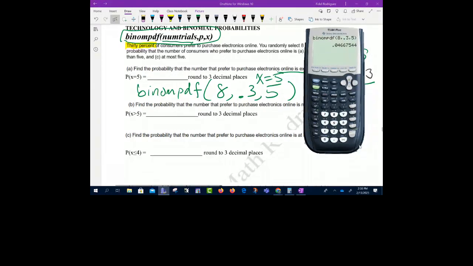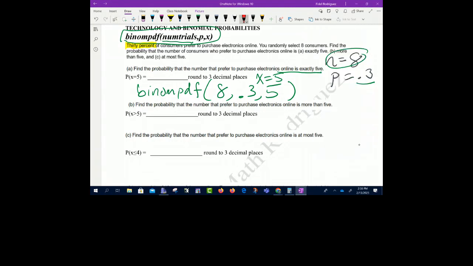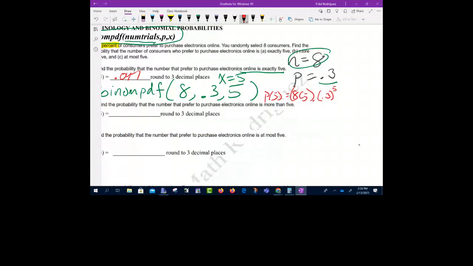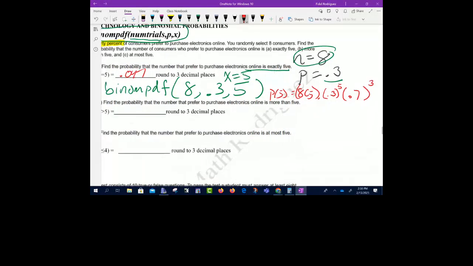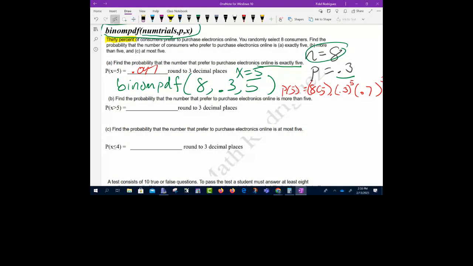And again, I'm going to go to 3 decimal places, and I'm coming up with 0.047. And that's what we got. It's just another way of doing it. Remember, we could always use our regular formula by saying, look, we have 8, we're going to choose 5. The probability that people want this to happen is 0.3. We're picking 5 of those. My value of Q would be 0.7, and this number would be 3, and I'm going to get the same exact answer. This idea of using binomial PDF just helps me do it a little bit quicker. Now, let's take a look at the next one.